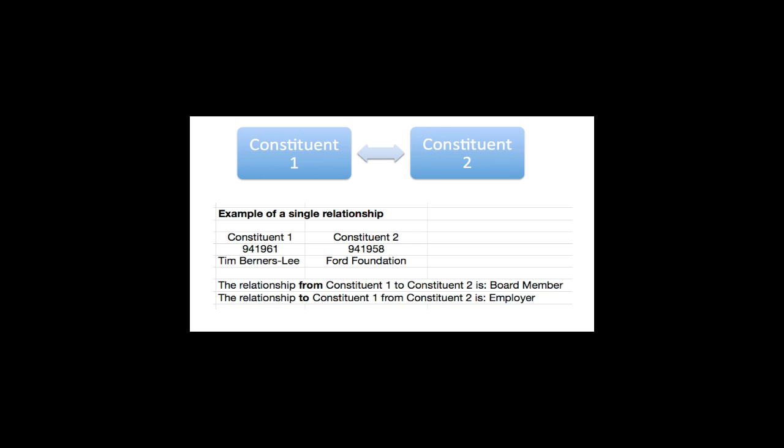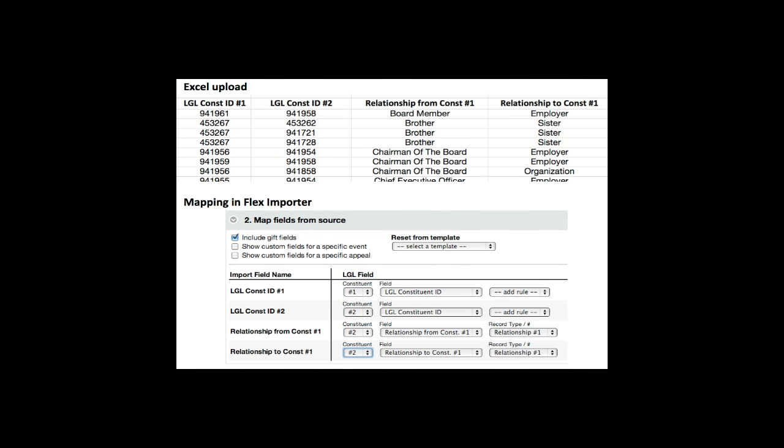And so in this case, they both already have a record in Little Green Light, and we are trying to associate those two records to each other with this upload. So first we're telling Little Green Light that we're uploading these two sets of IDs, and then we have a relationship in both directions. So the first one is the relationship from constituent one to constituent two, and then the other one is the reciprocal relationship.